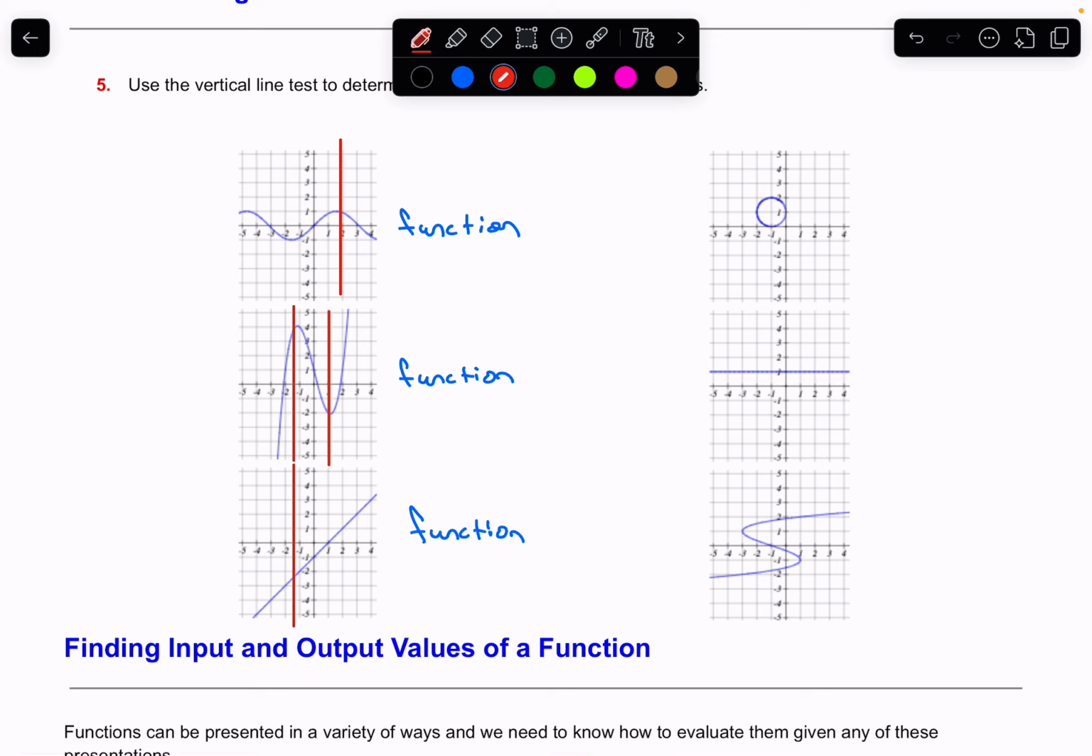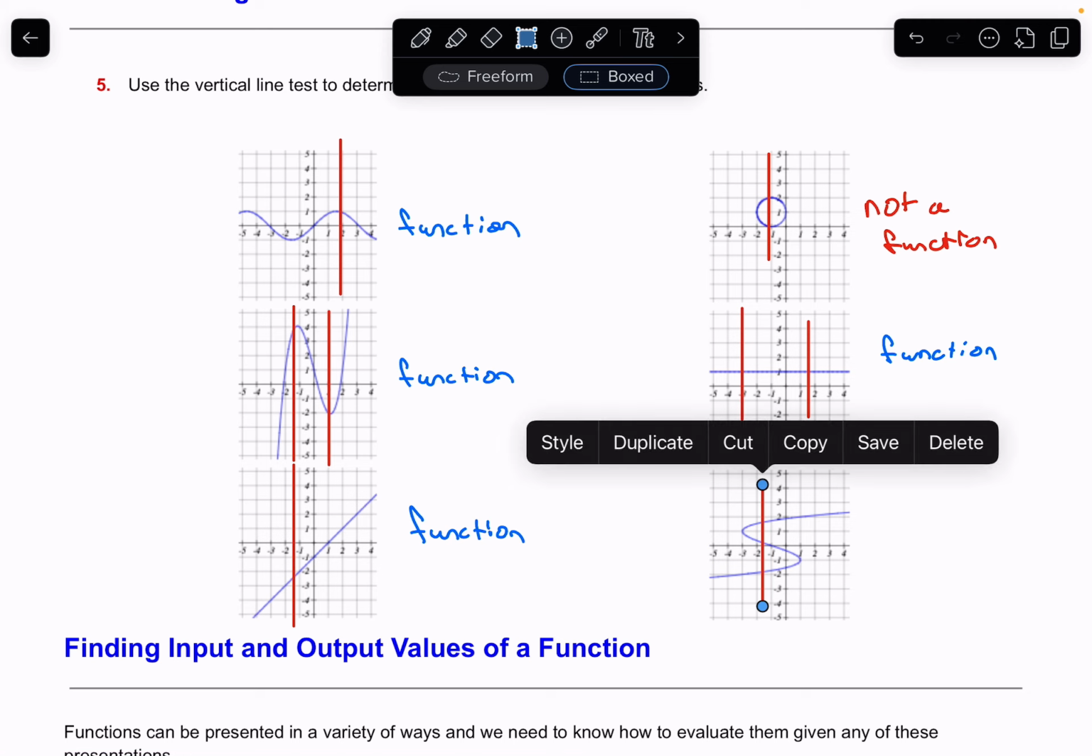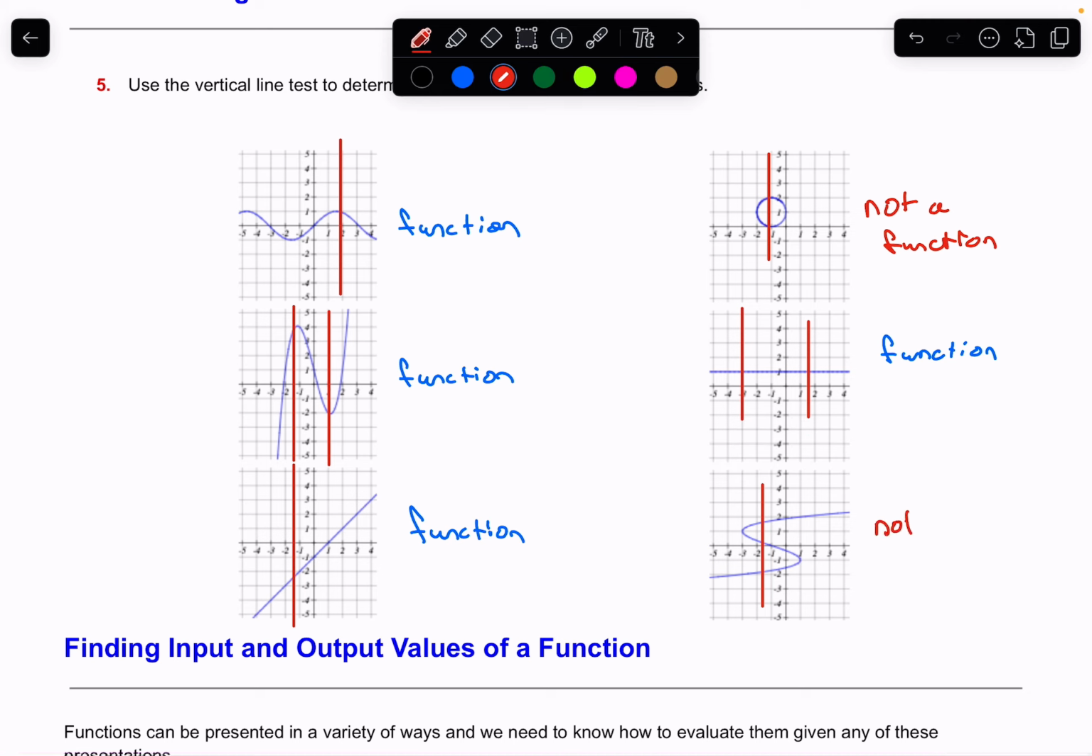Okay. The one in the top, we see a circle. It's going to touch that circle twice, so this is not a function. The straight horizontal line, no matter where I put a vertical line, it's only going to touch once, so that is a function. And the bottom right one, you might think at first, over here on the left, it only touches once. But if I move this vertical line side to side on the graph, notice in the middle here, it'll touch more than once. And again, you only need one place on the graph for it to touch twice for it to be not a function. So that one is not a function.